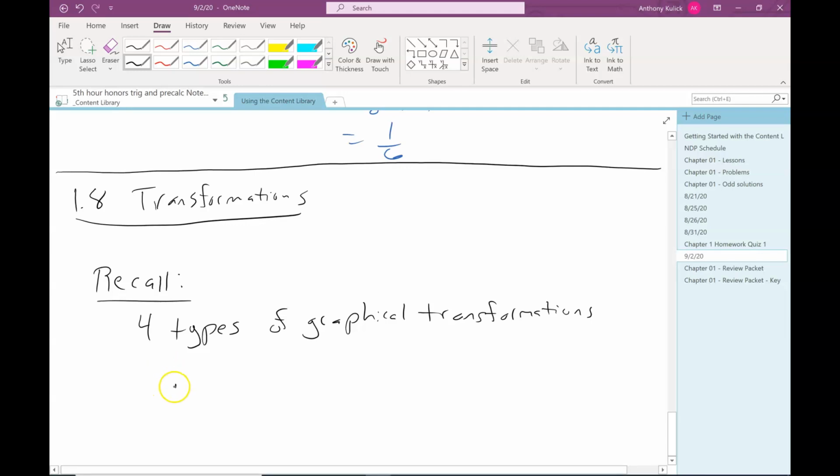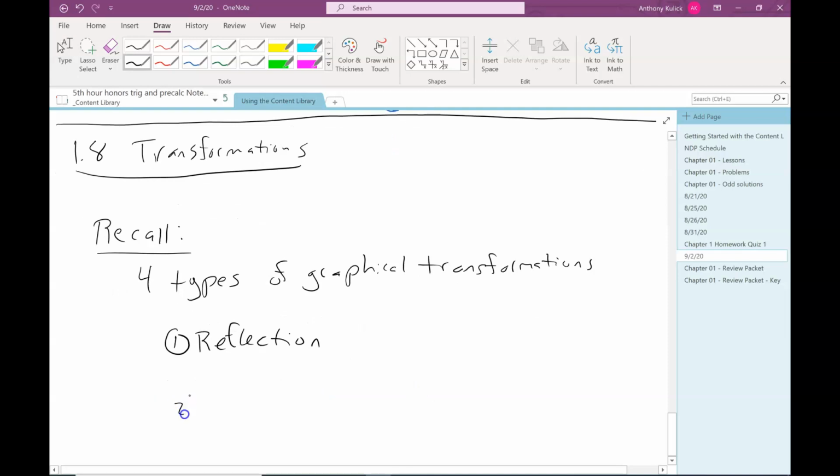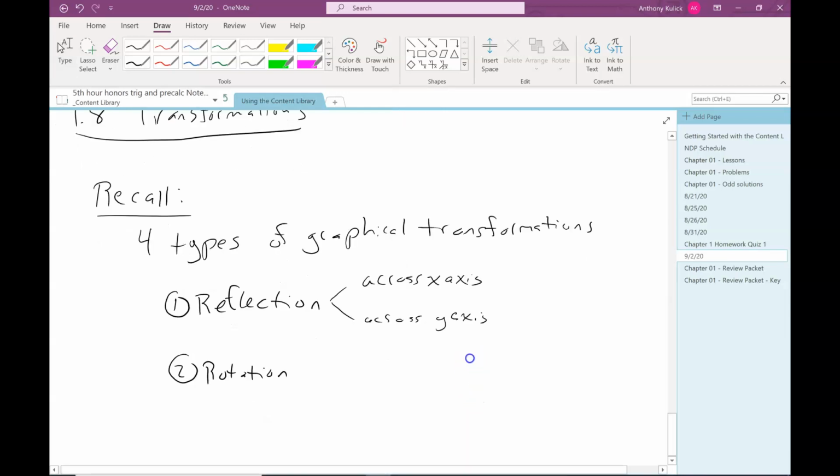Reflection is one of them. Good. And I think somebody was saying rotation also. So those are both one of them. There's actually 2 types of reflections that we're going to worry about. We can reflect across the x-axis or across the y-axis. Yes, translation's another.